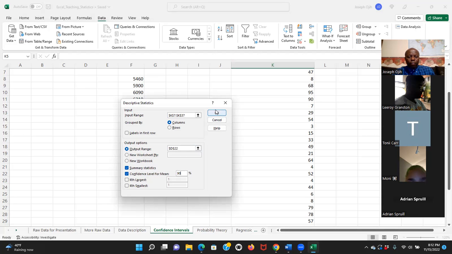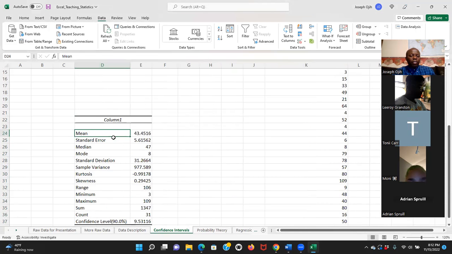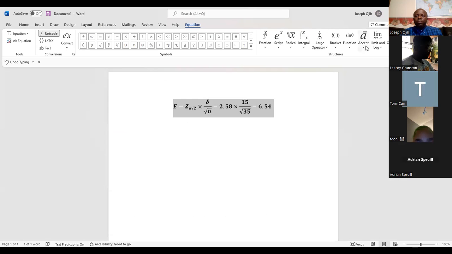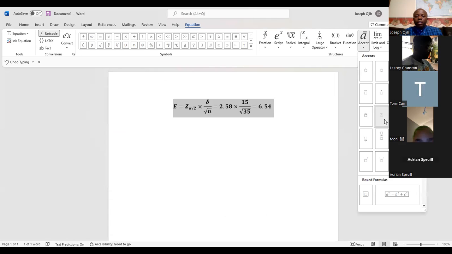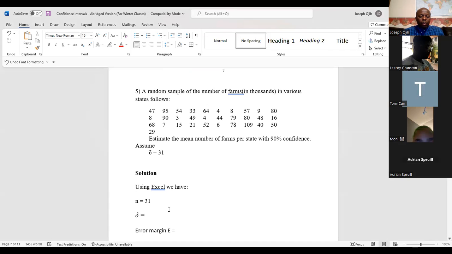Simply click OK. See, it gave us everything. It gave us the mean, 43.45. So our sample mean, X bar, is 43.45. I'm going to copy this and put it in our main workbook, right here.